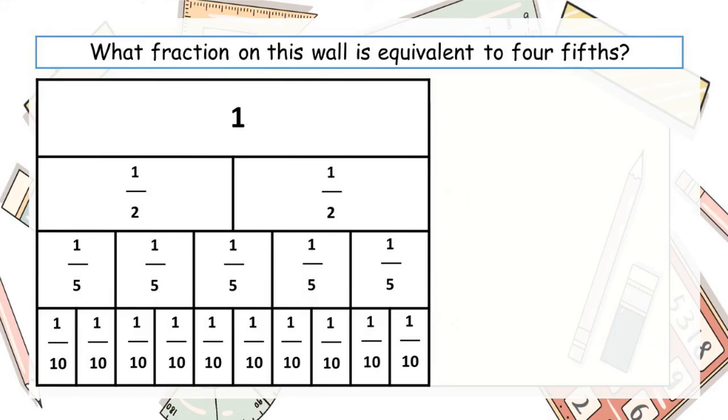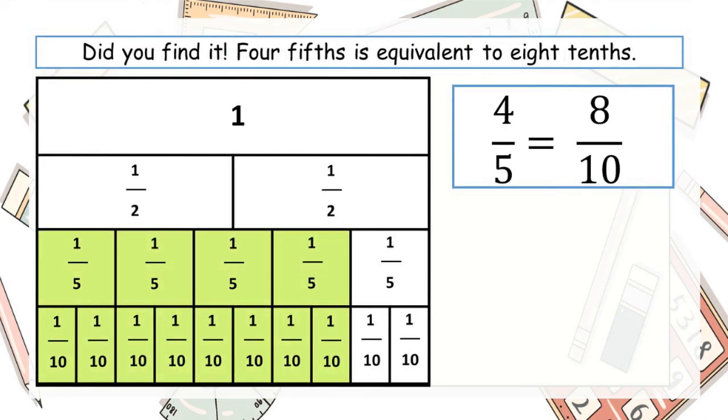And one final question. What equivalent fractions are there to 4/5 on this fraction wall? Pause the video and give it a try. Well, the answer that we should have is 8 tenths. When we count up 1, 2, 3, 4 fifths and we look up and down, we can see that only the 8 tenths are equal in value. So our answer is 4/5 is equal to 8 tenths.